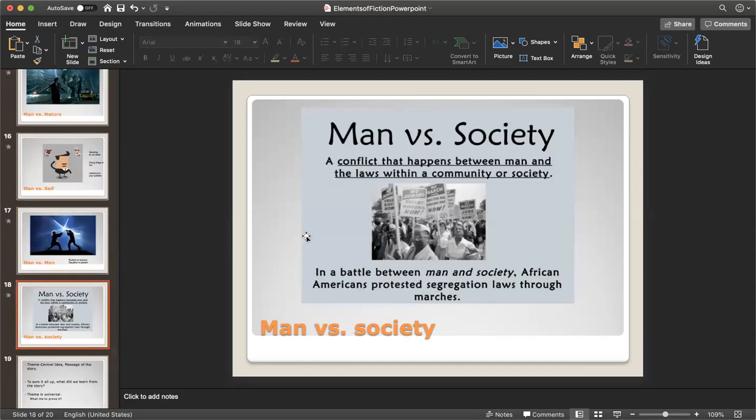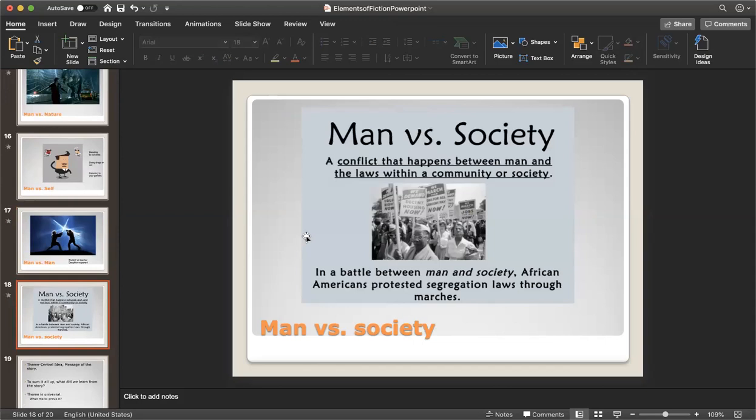And of course, man versus society. This is usually the one that kids get confused with a lot. Basically, don't make this harder than what it is. This is when a group of people, or it could even be one person. I'll give you an example of both right now. When one person or a group of people go up against a community or society.